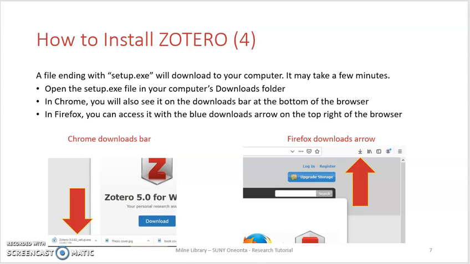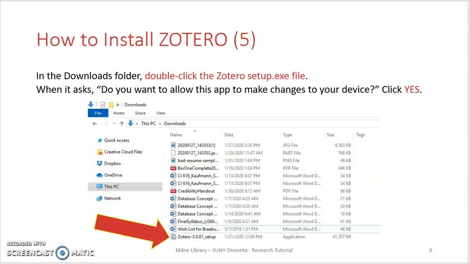If you're on a Chrome browser, you're going to see that on the bottom left. If you're in the Firefox browser, you're going to see the download arrow in the top right of your screen. If you can't find it, you can also open your Downloads folder and double-click the Zotero setup.exe file. When it asks you, do you want this app to make changes to your device, click Yes.